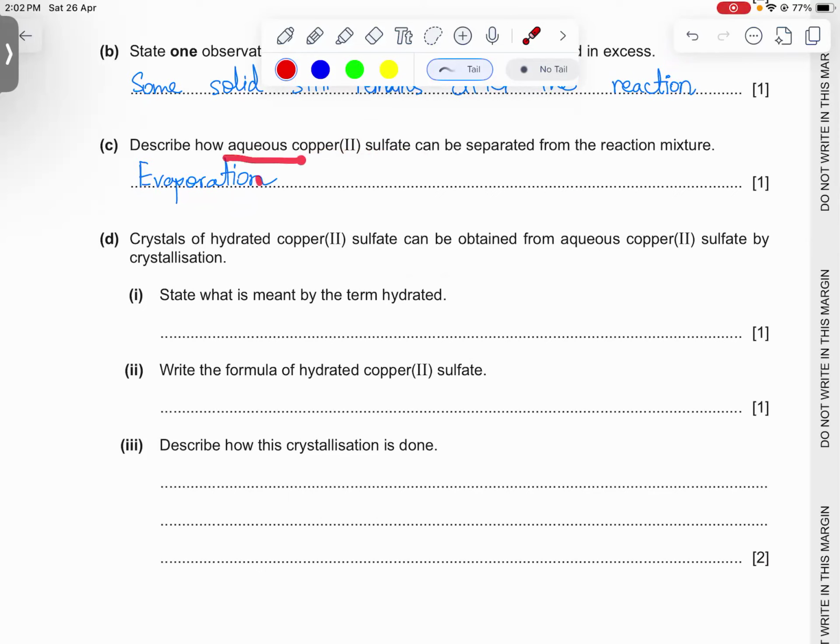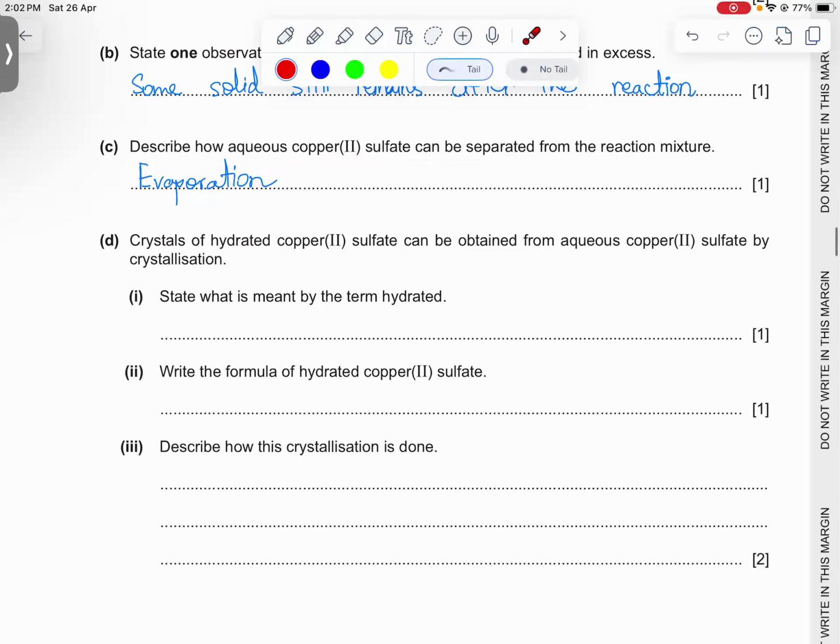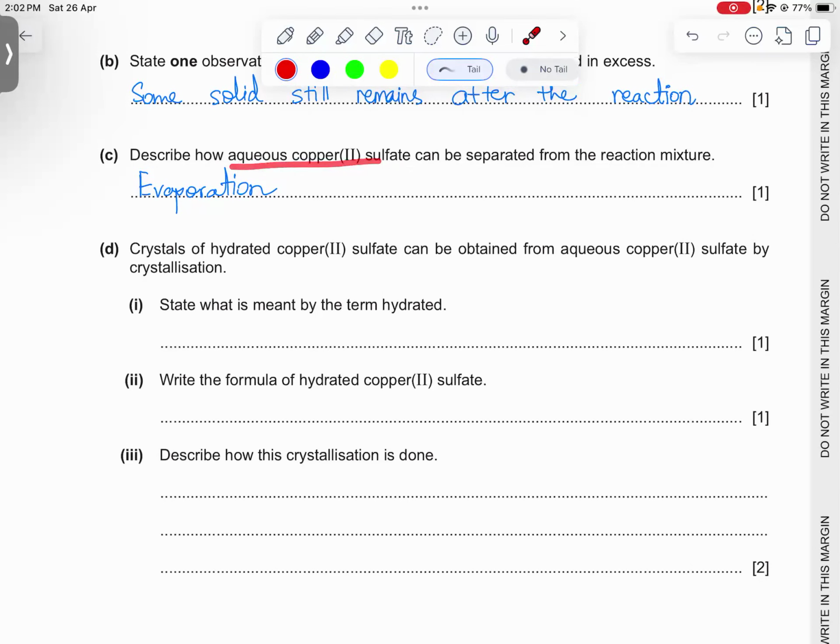Because it's going to be like crystals. No, there is not going to be any crystals at all. This is an absolute blue solution, copper 2 sulfate.